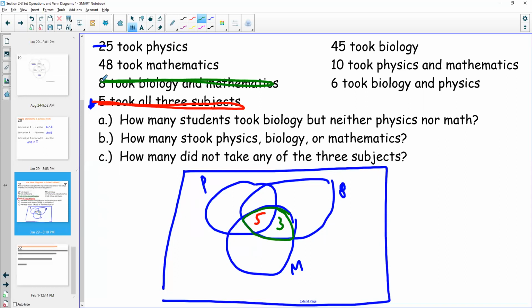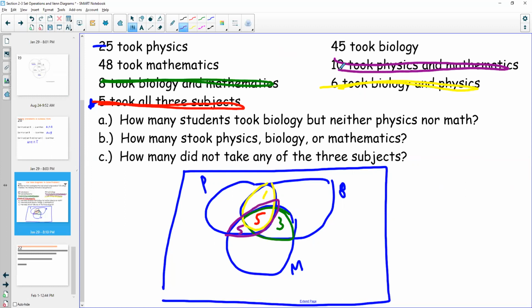6 took biology and physics. Okay. Well, here's my Venn diagram spot. That's the overlap between biology and physics. 6 kids took both, but there's already 5 inside of there. So all I need there is 1 more. I took care of that one. And then 10 took physics and math. Same thing. Here's my overlap. I already have 5 kids, physics and math. So all I need is 5 more.